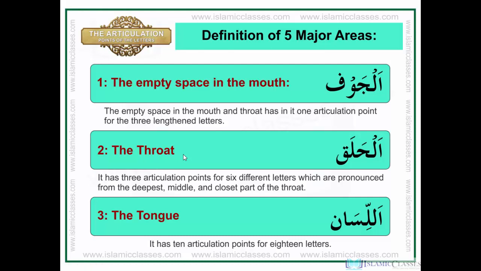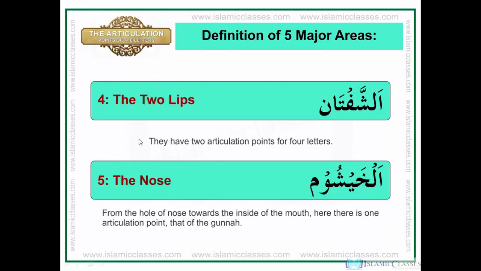We have divided the Halaq, the throat, into 3 categories. The first we call the top of the throat, the second the middle of the throat, and the third the bottom of the throat. These are the three articulation points in the throat. The next one is Al-Lisan, the tongue. It has 10 articulation points for 18 letters. The next one is Ash-Shafataan, the two lips. They have 2 articulation points for 4 letters.